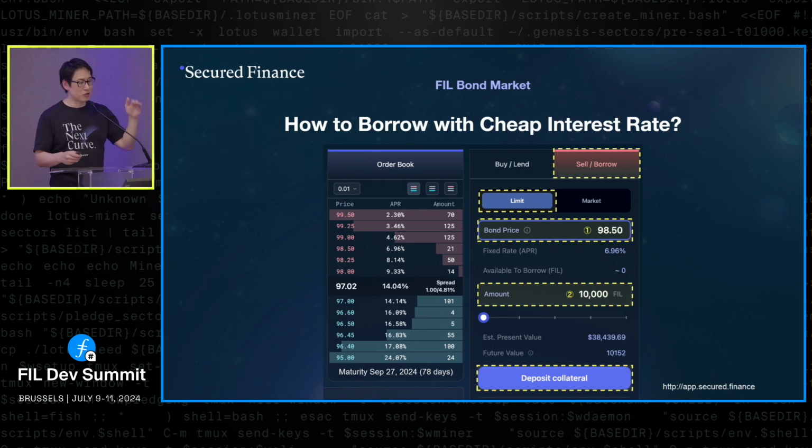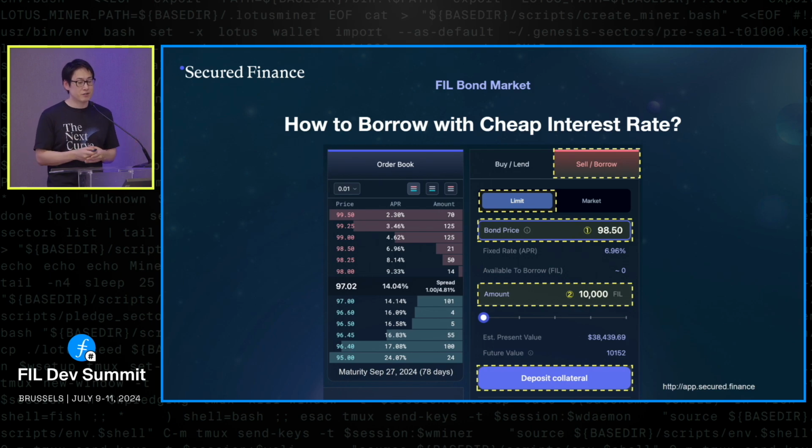But in this case, you can just place the limit order, and you just input 98.50. This means you want to borrow with really cheap interest rates, 6.96%, which is like 3 notches above the mid price. But that's fine. You can wait because you don't want to pay high interest rates. A 7% borrowing rate is quite attractive, right? So you just input 98.50, and the APR is automatically calculated and shown to you.